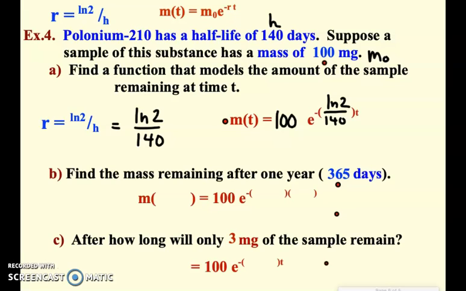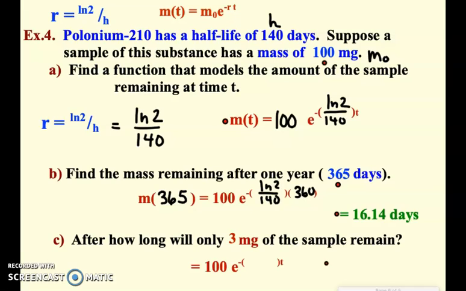Then when you get to part B, find the mass remaining after 1 year. Notice half-life is in days, so 1 year I convert to days as well. So that's 365 days. So when I plug in 365 days for time, again, then it's just a matter of typing that into your calculator to get 16.14 milligrams.